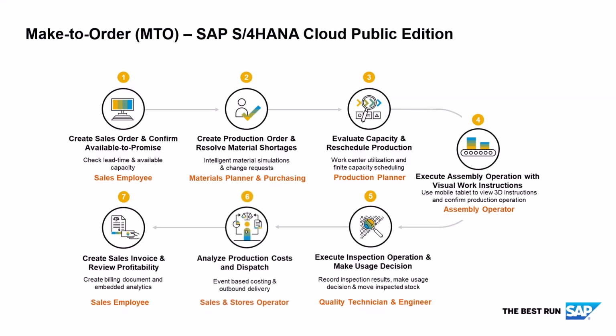Sales then checked progress of the order and analyzed the production costs, then creating the outbound delivery to stores for the stores operator to pick the product and post the goods issue, as well as producing the dispatch note. Finally, the sales employee created the sales invoice and used the embedded analytics to review the profitability of the order.